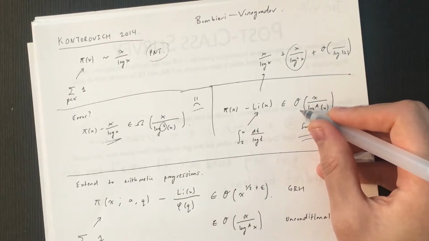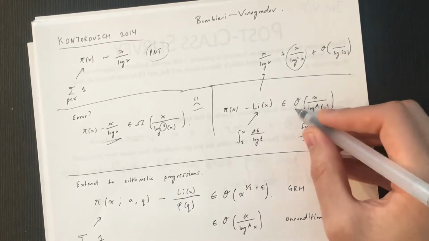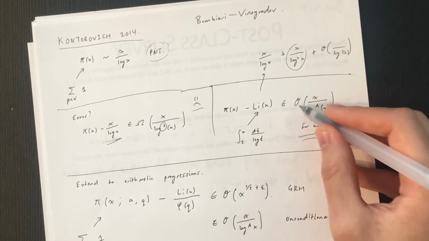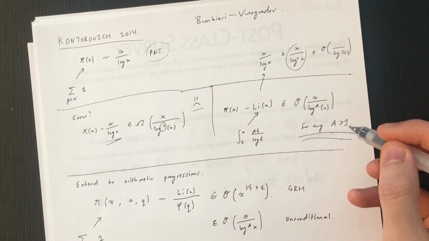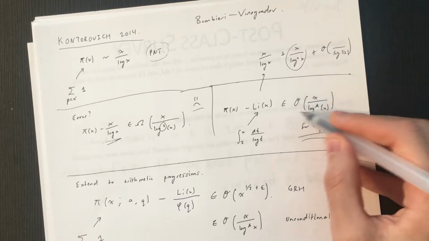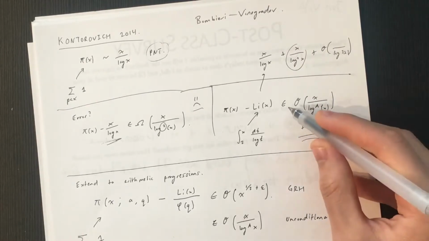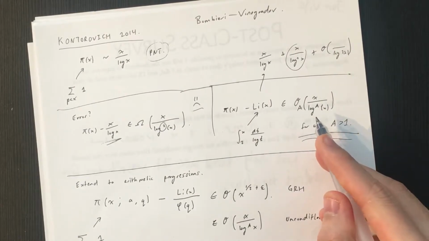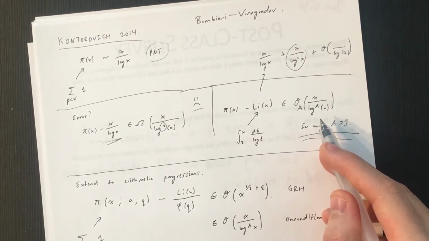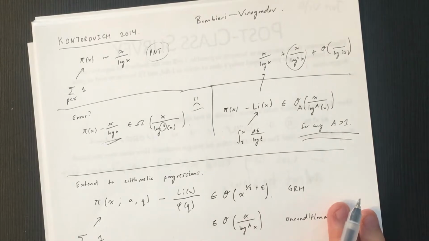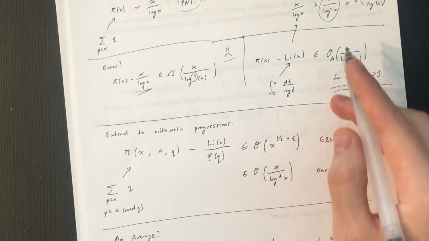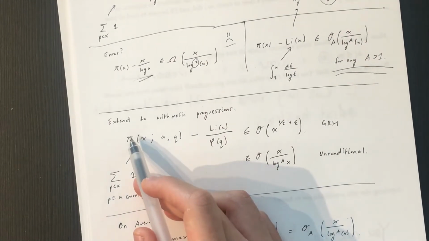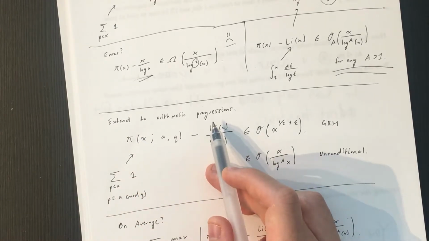One thing that will become important later in this explanation is that this big O notation implicitly hides constants. There is an undetermined constant here for the big O, but it will implicitly depend on A. That's going to become important later, because ineffective constants a lot of times can hide some pretty nasty stuff. So anyway, with that said, we'll go on to extend this prime number theorem to arithmetic progressions.